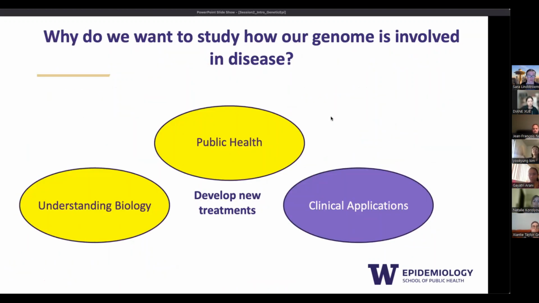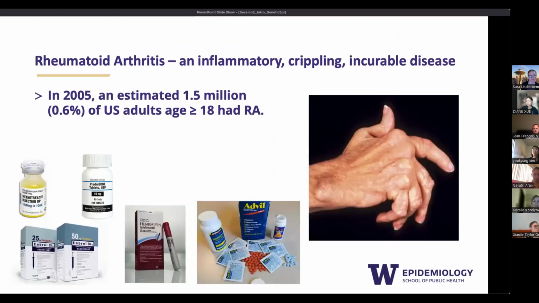Oh, sorry. The last example I want to give is clinical applications, using GWAS, genetic association studies, to develop new treatments. Rheumatoid arthritis is an inflammatory, incurable disease. It's a chronic disease, and about 1.5 million individuals here in the US have it. Since it is incurable, people with RA rely on having treatments for the rest of their life to handle their symptoms.